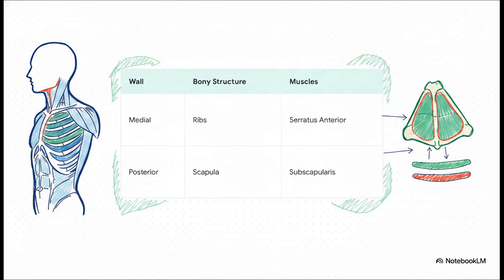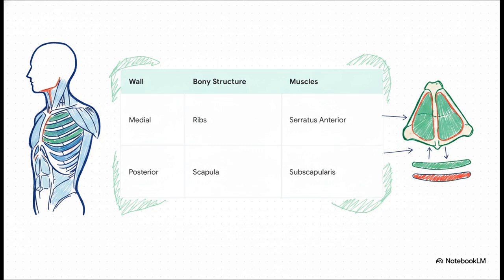The medial wall, which is the inner wall closest to your body, is formed by the ribs, the intercostal muscle sitting right between those ribs, and the serratus anterior muscle originating from them. Now spin around to the back. The posterior wall is anchored by the scapula, specifically its front-facing or costal surface. Plastered onto this surface is the large subscapularis muscle, accompanied by the teres major and latissimus dorsi muscles.